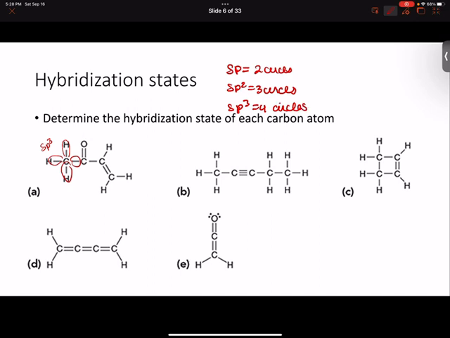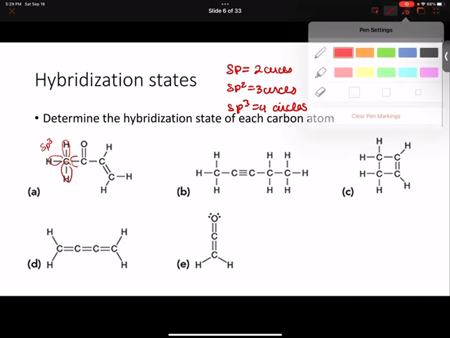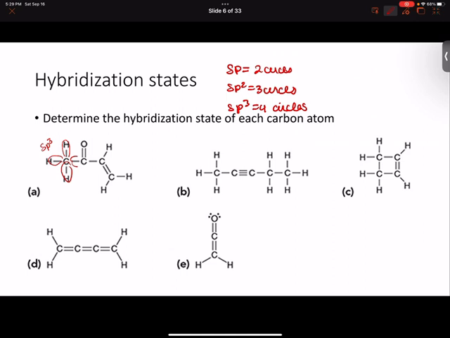So then let's look at the next carbon. We have, oh no, let me erase that. Okay, perfect. And then we have 1, 2, and 3. So we can think that this one is going to be sp2. And they have 1, 2, and 3. This is going to be sp2. And they have 1, 2, and 3. So that one's going to be sp2 as well.